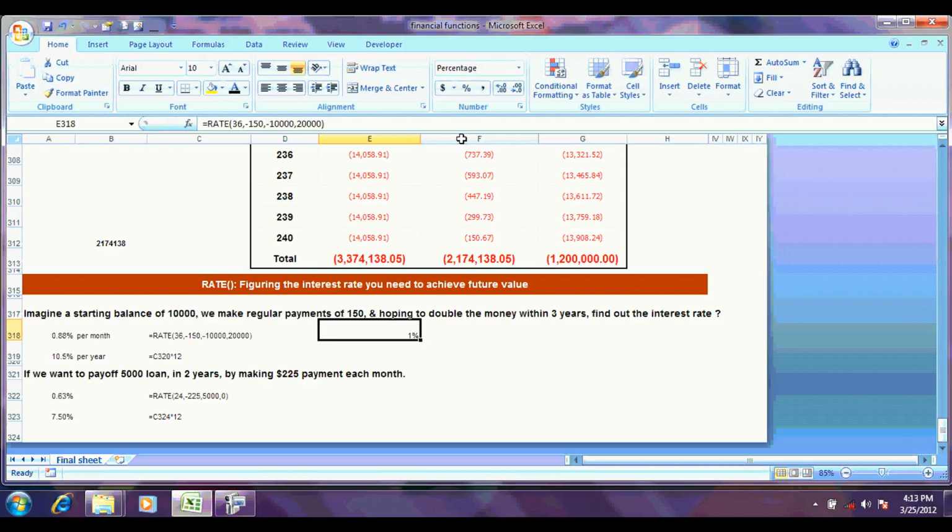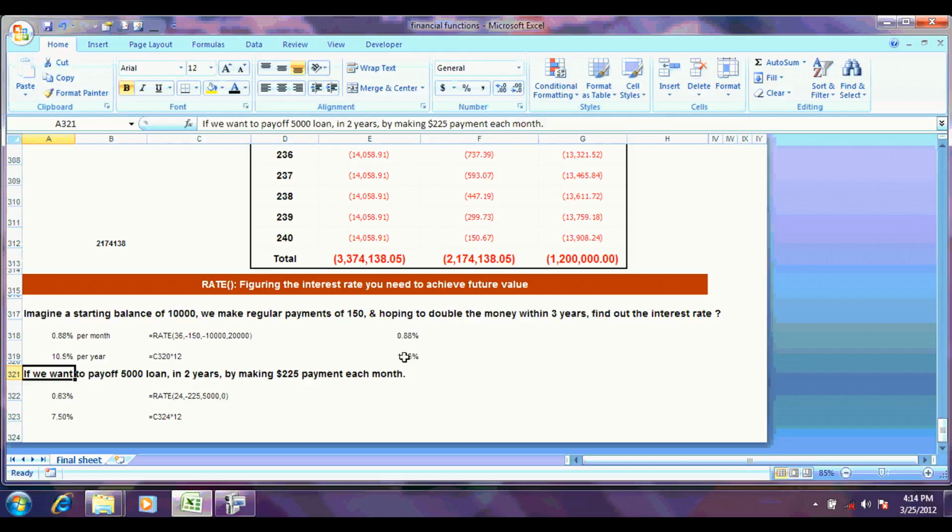It is giving me a result of close to 0.88%. So my annual return will be this into 12, that is 10.5%. Okay, now let's do one more example.